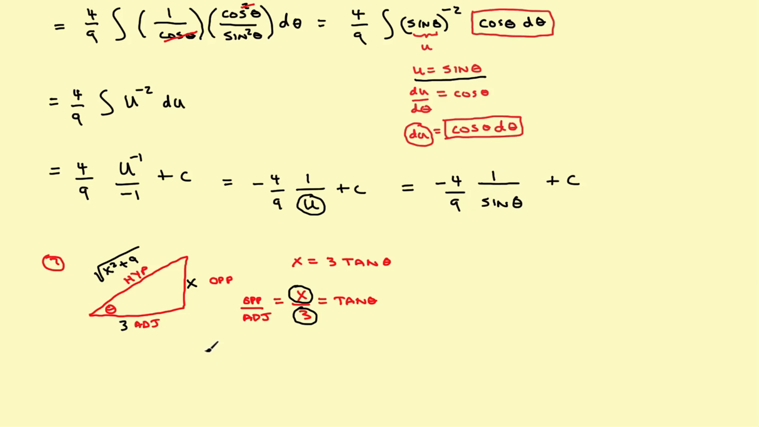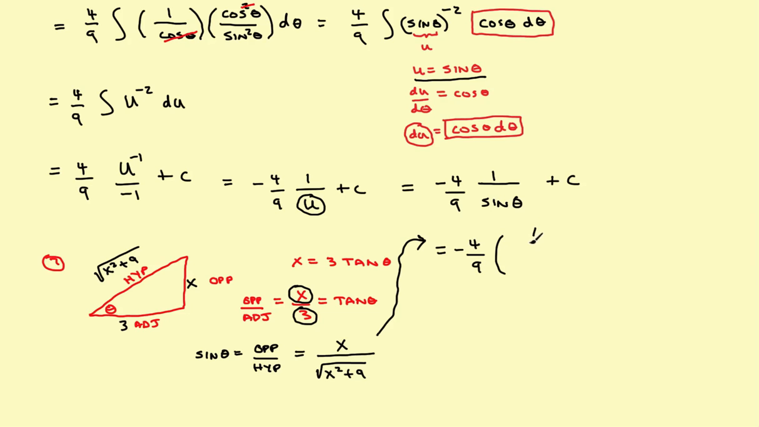Now, once you've got this, this is what you need to change this problem back into an x problem again. So remember, you need the sine of theta. The sine of theta is, by definition, the opposite over the hypotenuse. So in our problem, the opposite side is x, and the hypotenuse is the square root of x squared plus 9. So the sine is equal to this. Now you can just put this back up into this thing right here. So this will be equal to negative 4/9, and then you've got 1 over, and the sine is equal to x over the square root of x squared plus 9. Then close the parentheses and put a plus c.